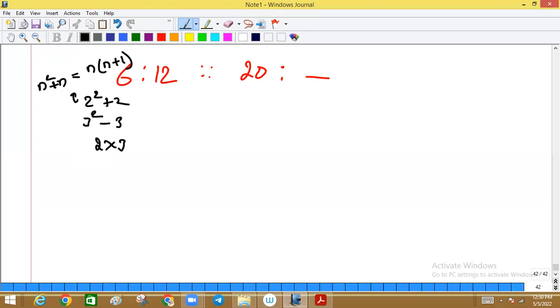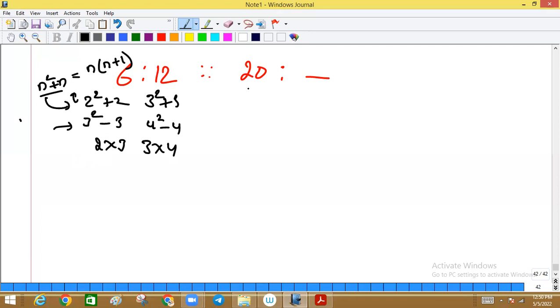Yes or no? If it's in the format, I can write 2 into 3. Similarly, come to 12 now. Is it in the format of squares? Yes, the format is n square plus n and n square minus n. So n square plus n means 3 square plus 3, and n square minus n means 4 square minus 4. As it is in the format of n square plus n, I can write it like 3 into 4 also.